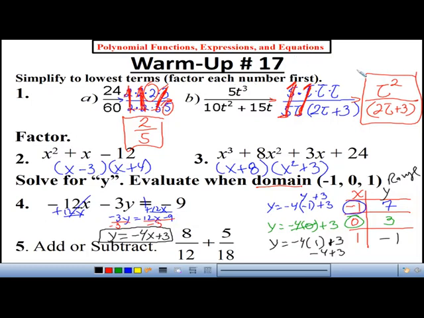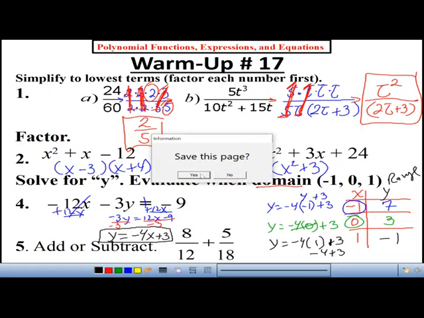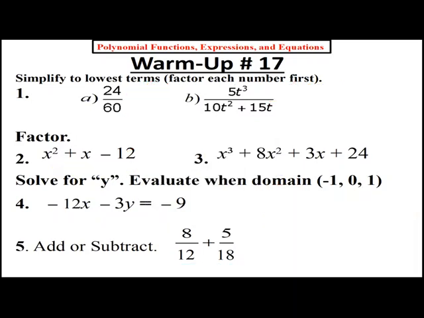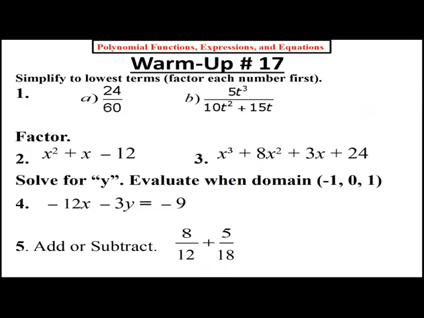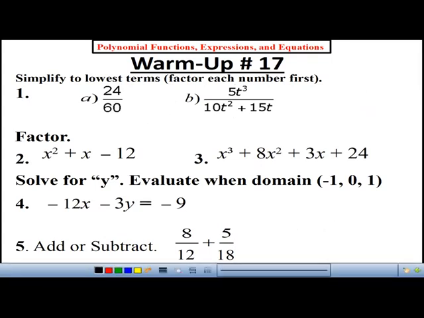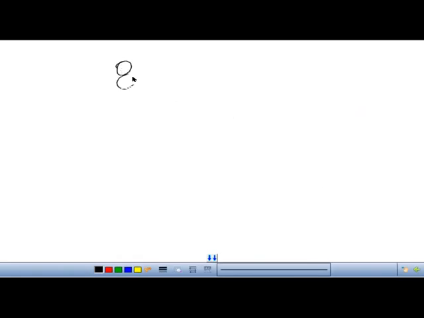All right, here we go. Number 5, 8 12ths plus 5 18ths. Okay, hold on. This is doing something kind of weird. Okay, let me try it again. 8 12ths, okay, plus 5 18ths.